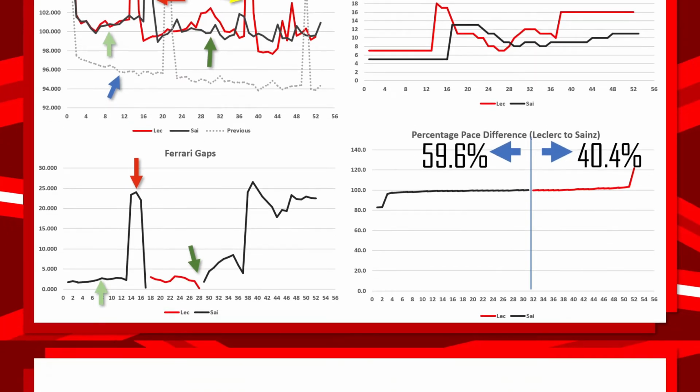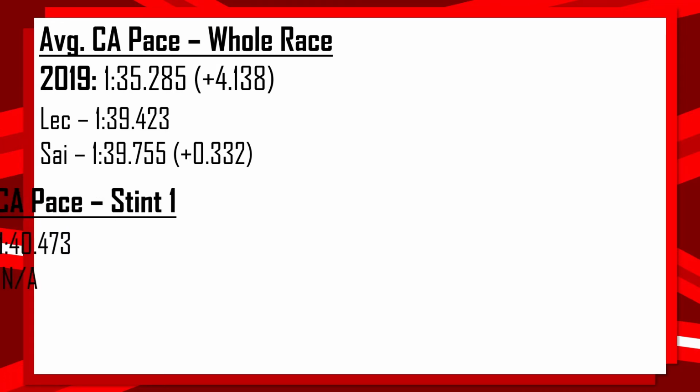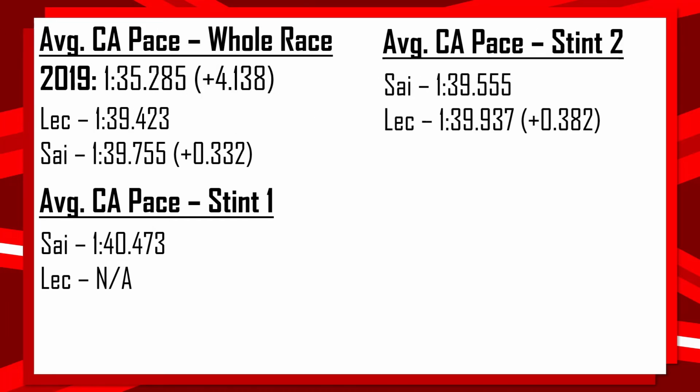And taking a look at the Ferrari's lap times overall, we can see that it was actually 4.1 seconds difference to 2019. That is how bad their 2021 pace was in Le Castellet, with an overall difference between the two drivers being just 3/10 of a second. With stint 1, unfortunately, Leclerc did not set a clean air lap time. However, in stint 2 they did, and there was a difference of just under 4/10 of a second.